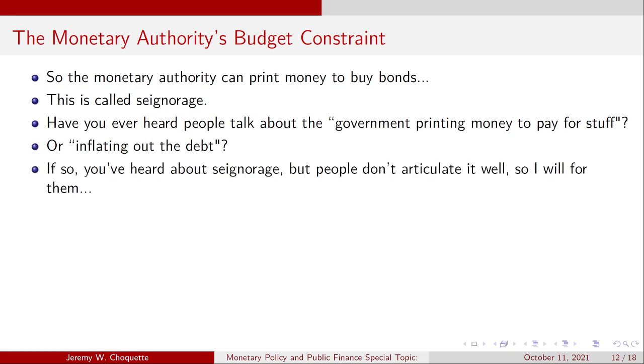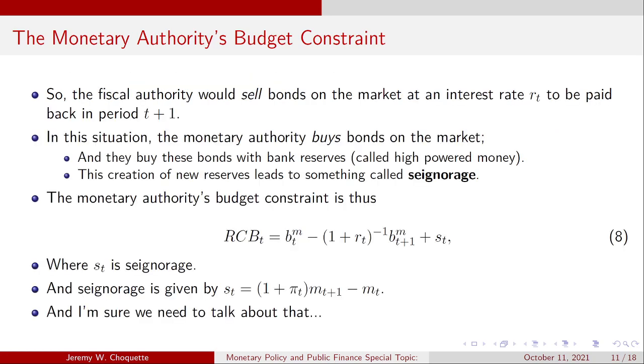Now, if you've heard about either of those two things, you've heard about seigniorage, but people aren't articulating it well. I may have said back here something about how they're generating inflation, and that's going to have effects on the debt, right? Because if you do inflate out the debt, in nominal terms the debt stays the same, but in real terms, the debt gets a little bit smaller. That's what inflating out the debt is. It's also known as monetizing the debt.